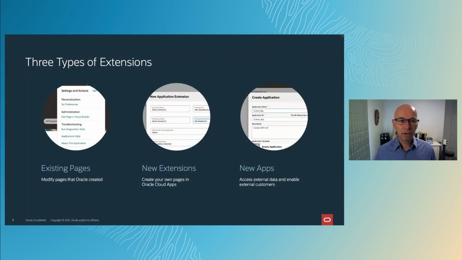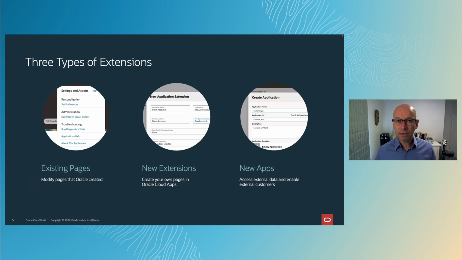So we're going to break those extension scenarios into 3 levels of extending the applications. The first one is what we refer to as extending existing pages. So Oracle delivers the applications to you. It is constructed from multiple web pages, and you might want to modify one of the pages that Oracle delivered. So that would be the first scenario.